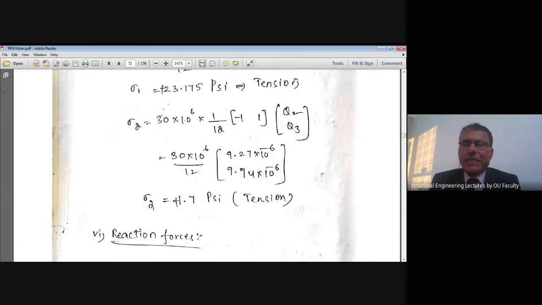This plus indicates it is under tension, whereas a negative value indicates compression. The result of this tension is extension, in terms of displacements.